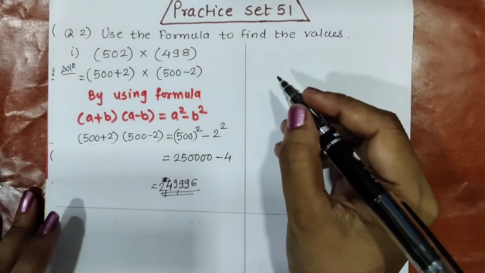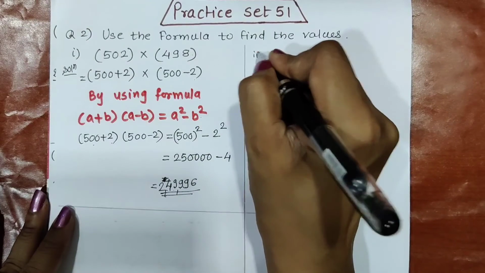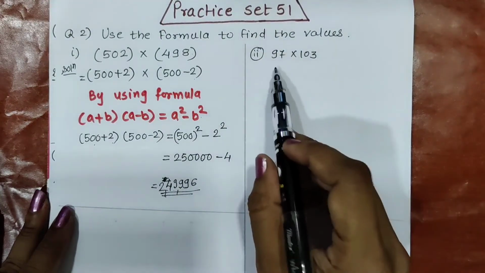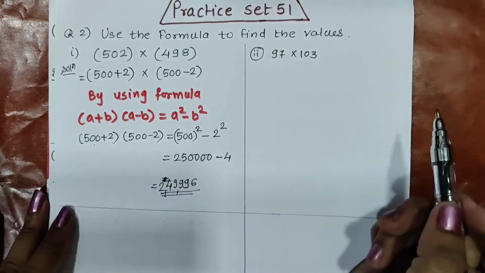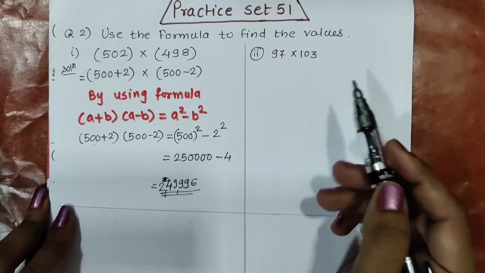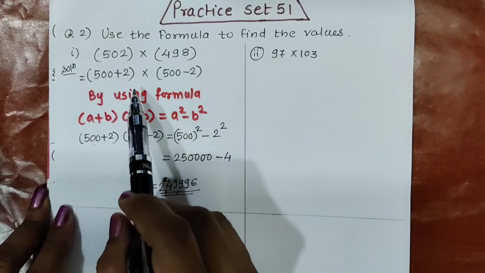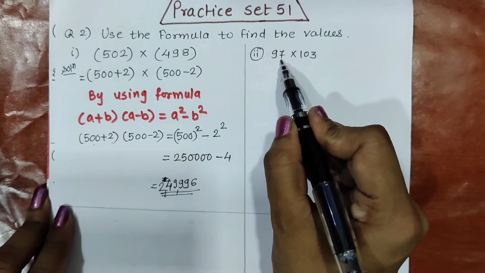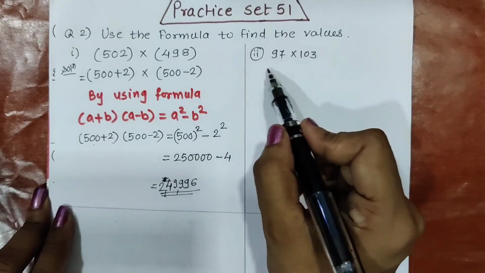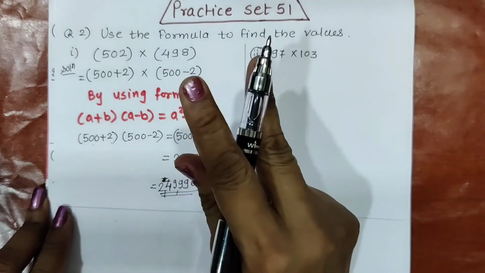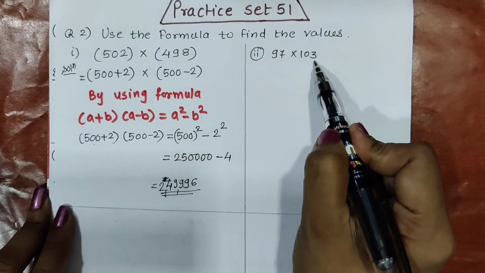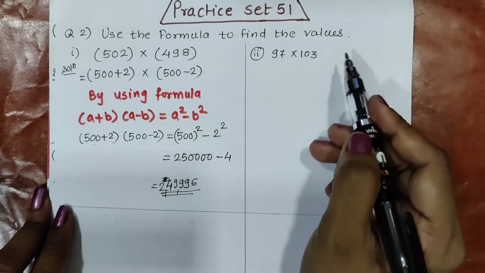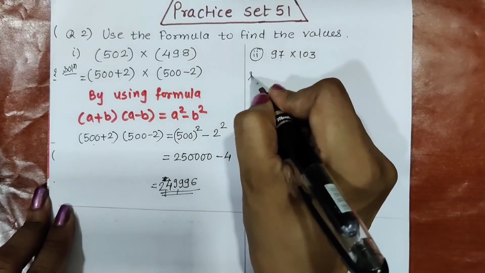Now the second sum is 97 multiplied by 103. Again we have to convert these numbers into addition and subtraction of two numbers. Those two numbers should be the same, like here we have converted. As you can see, in 97, 7 is bigger than 5, so this number can be converted into the subtraction of two numbers. And here the unit place number is smaller than 5, so this number can be converted into the addition of two numbers. So let us see how we can convert it.